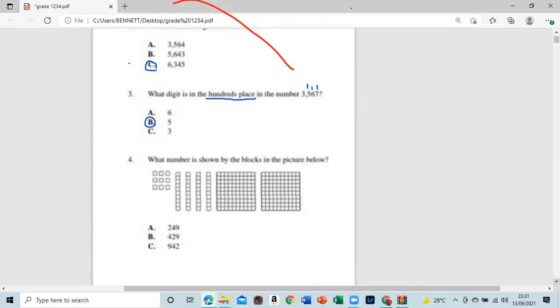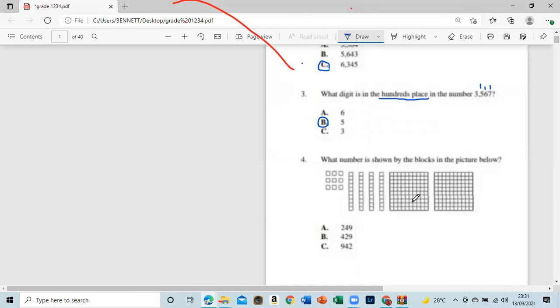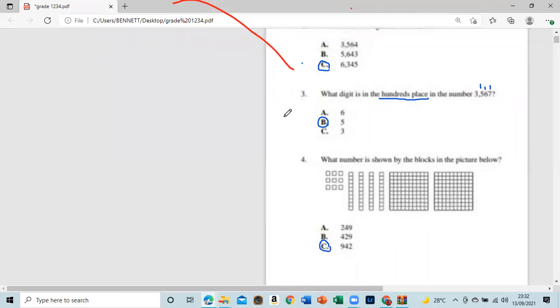What number is shown by the blocks in the picture below? So we have one of this, we have one of this and that, so that will be 2 of this, right? So it's now 2. Let's double check. We have 4 of this: 1, 2, 3, 4. We have 9. So that's 9, 4, 2. This can be a little bit tricky, so you have to pay attention to the little ones.